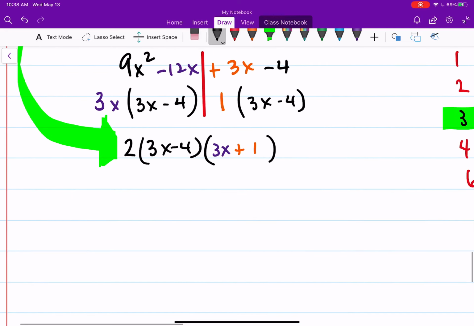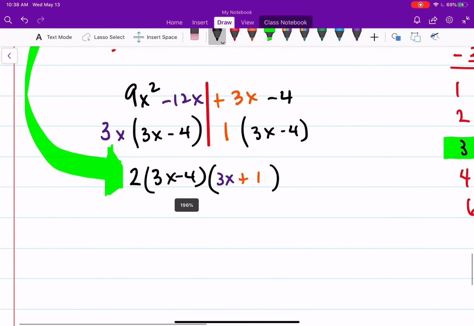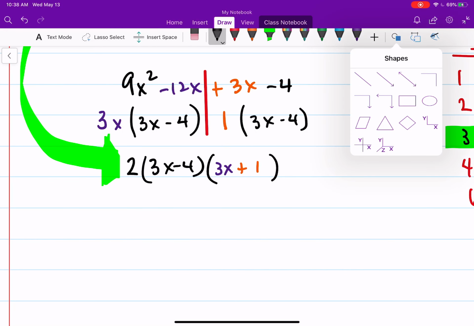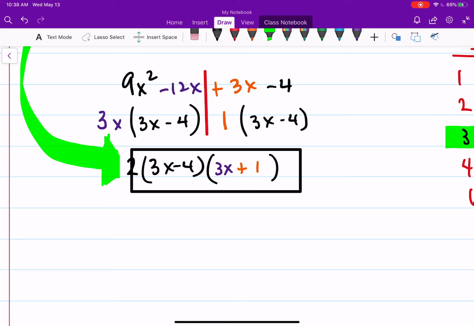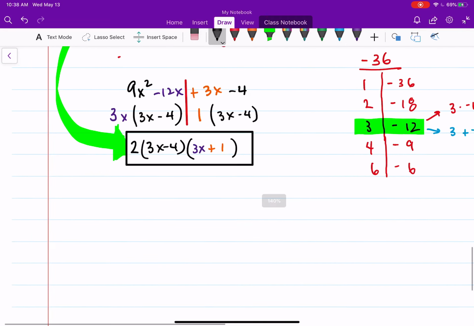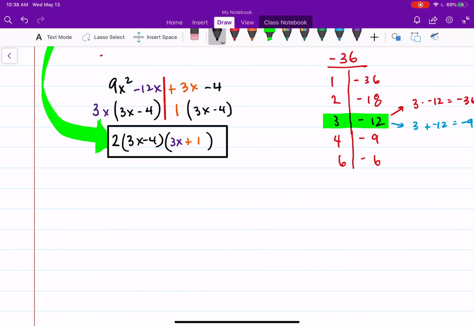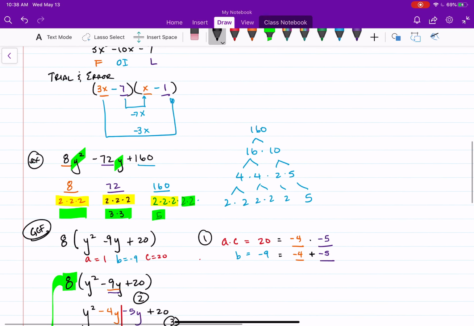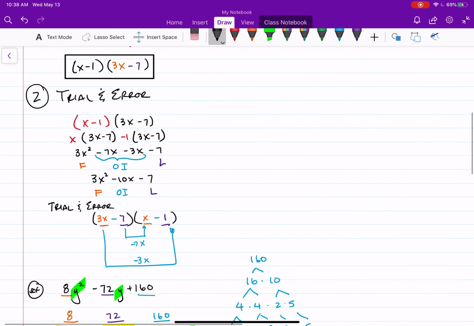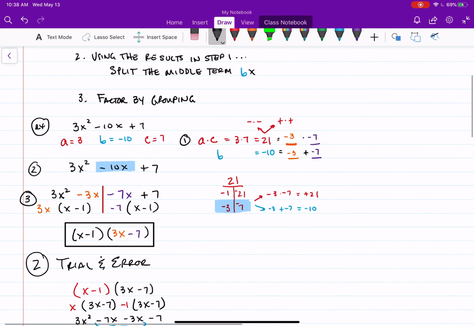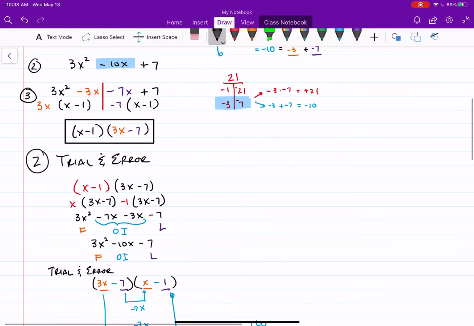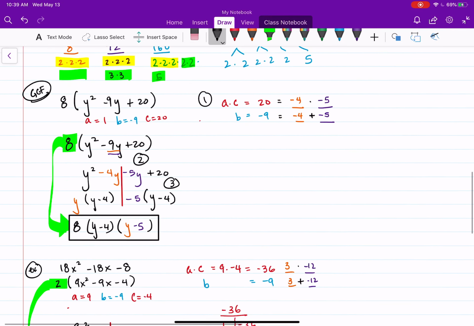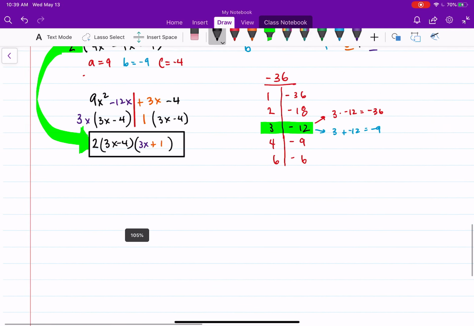That's now my answer, right? Don't forget that 2 from the top to bring it down here. So now that is my answer. There we go. All right. So don't forget to bring the 2 down. All right. Let me see. I did a few examples here. Nope, I did one example. I did trial and error, 2, 3. Okay. All right.